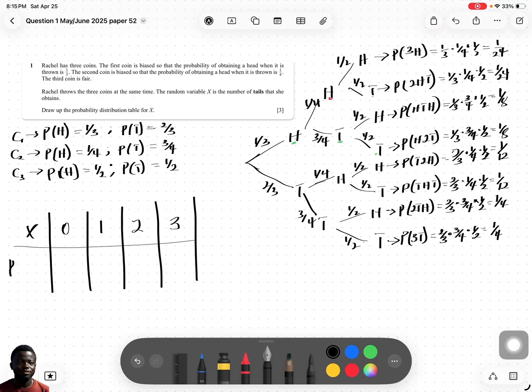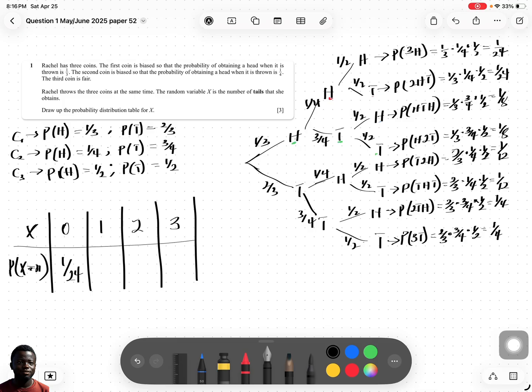This is our probability that x is equal to small x. Okay, so now let's see how we're going to go about this. Now when you look at our table, for x is equal to 0, it means we have 3 heads, right? You realize that 3 heads appeared only once on our tree diagram, and the probability assigned to it is 1 out of 24. So that becomes our probability for x is equal to 0. So we have 1 out of 24, right?